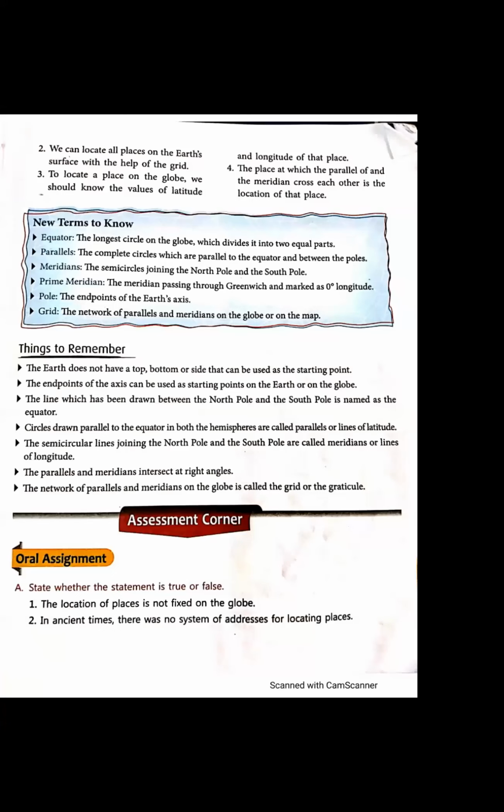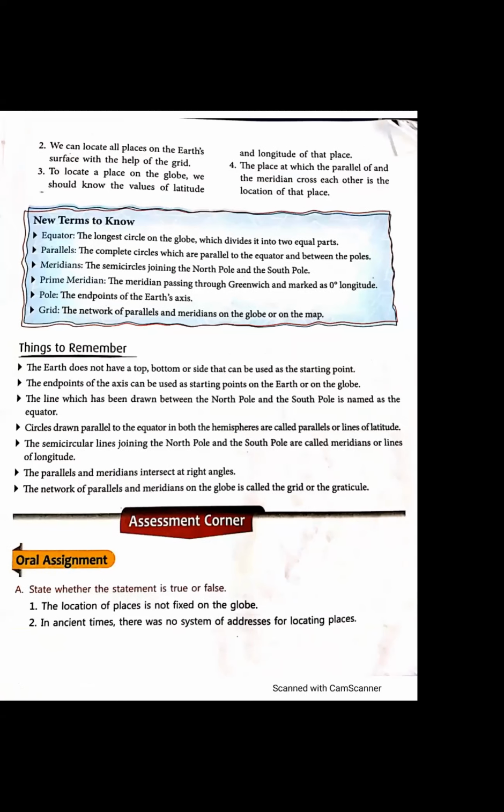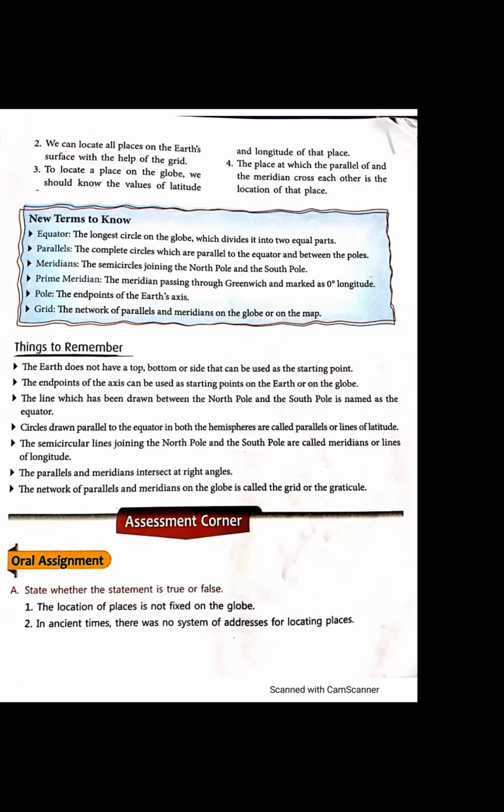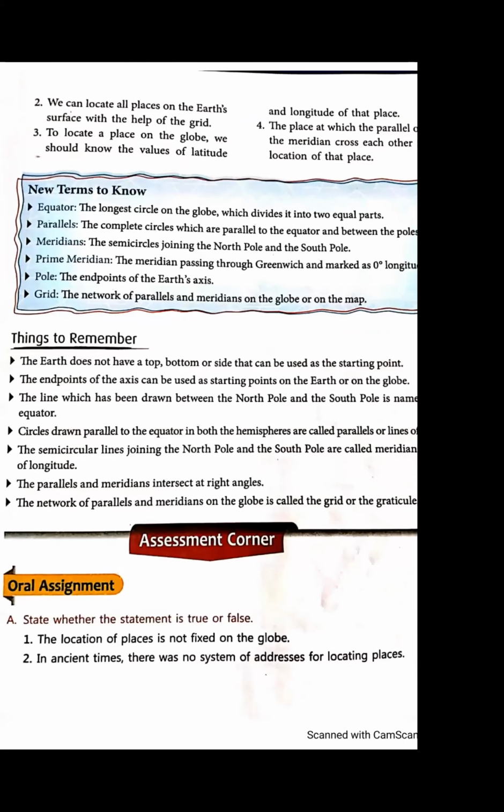We can locate all the places on the Earth's surface with the help of the grid. To locate a place on the globe, we should know the value of latitude and longitude of that place. If we want to locate the exact position of a place, we should know its latitude and longitude. Only then can we locate that place.